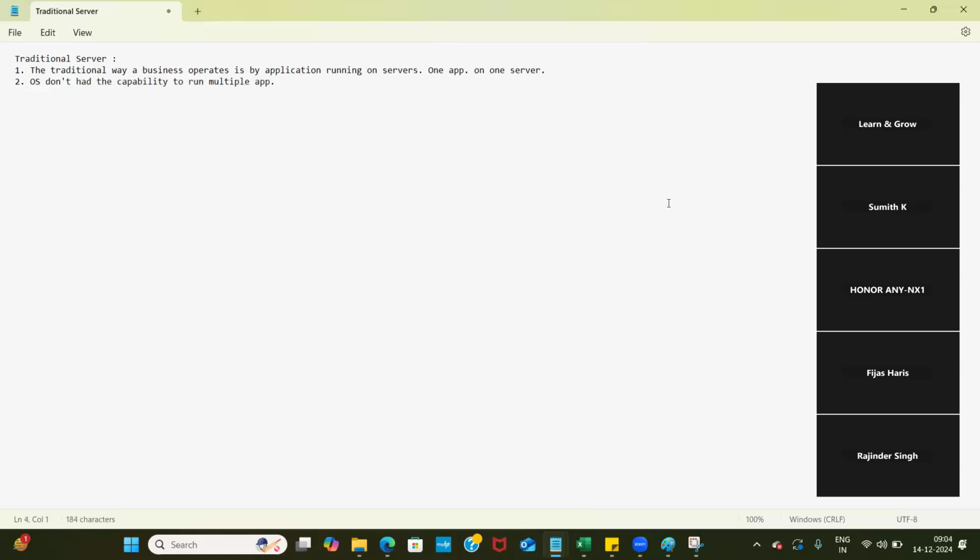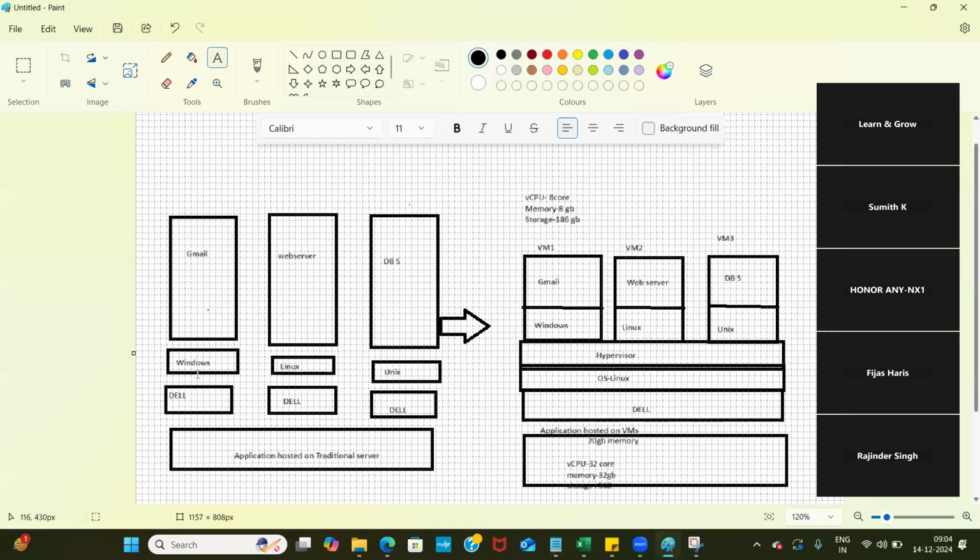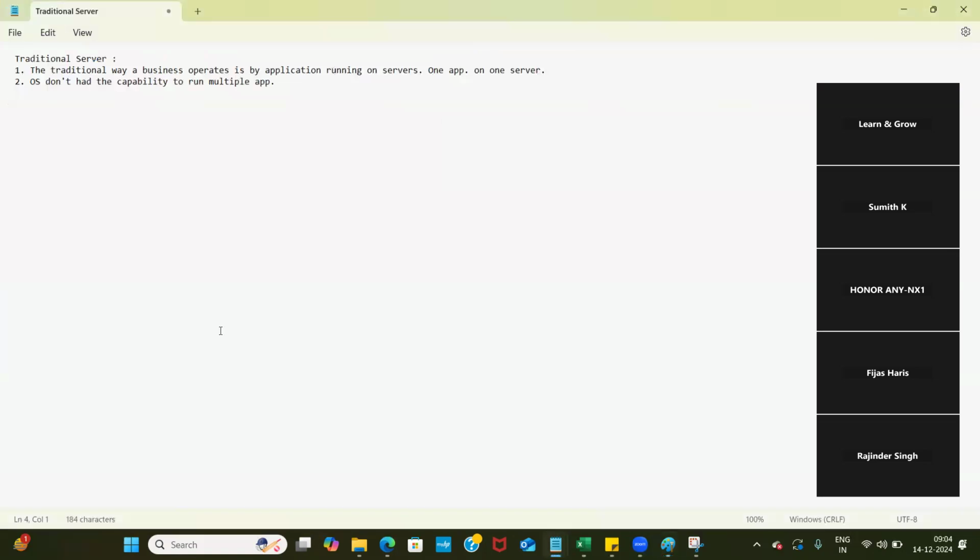Yeah, you already saw that here. See, this is the Windows operating system. It's only having one application, the Gmail application. So at this point, we don't have the capability to run multiple applications.